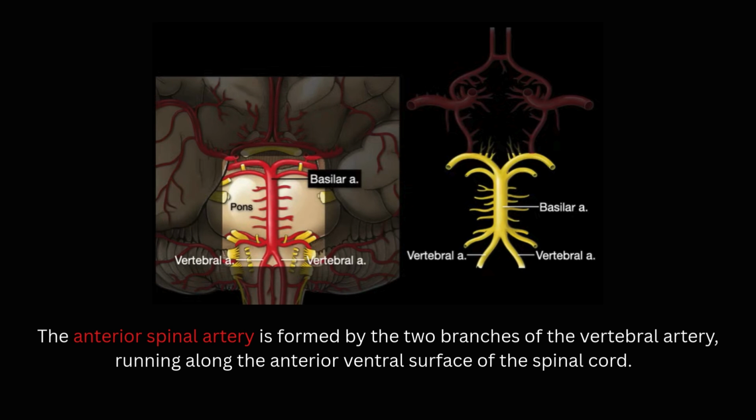Now, another artery that also comes off the vertebral artery is actually called the anterior spinal artery. But this time, the anterior spinal artery is formed by two branches of the vertebral arteries themselves. So you can see how it's in between the two vertebral arteries, forming them. It runs along the anterior surface of the spinal cord.